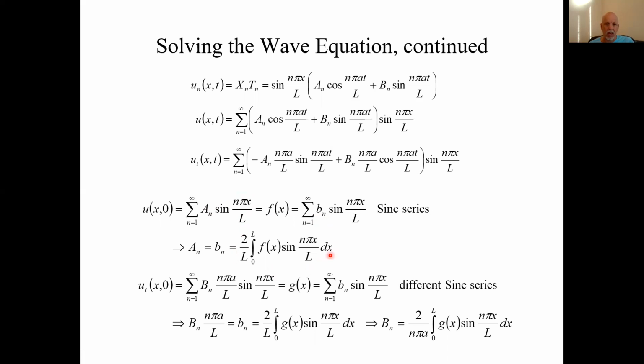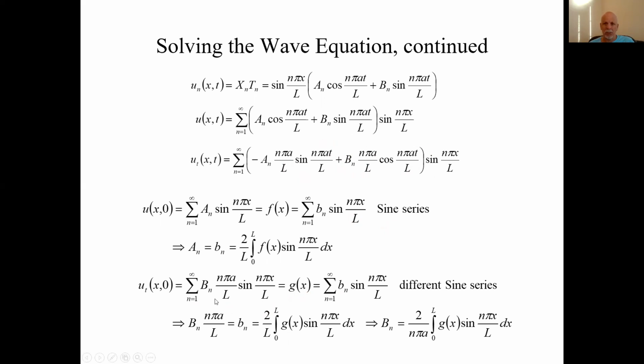We had a formula for that, so that gives the a sub n. Let's do the derivative at time 0. Here's the derivative. At time 0, this sine is 0, cosine is 1, so we're just left with this part times the sine. And that equals the initial velocity of the string. We can expand this function, g of x, in its own sine series. It's a different sine series than this guy.